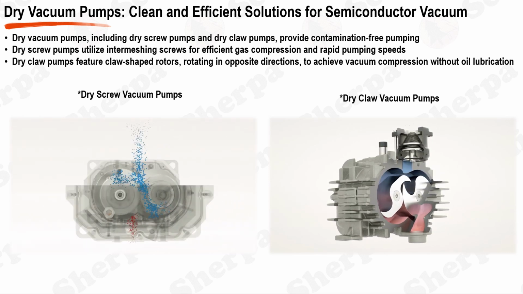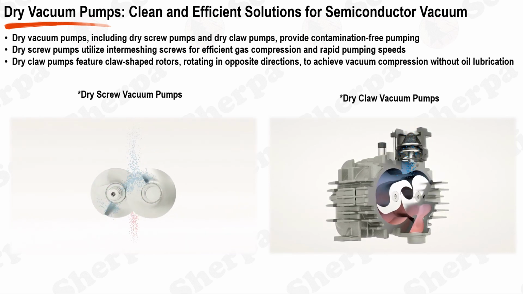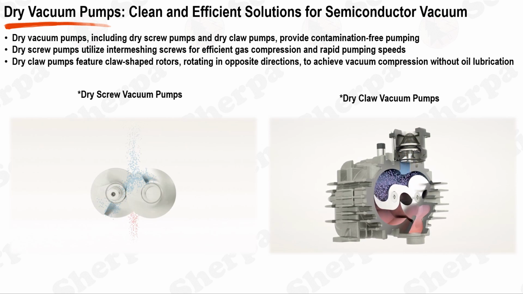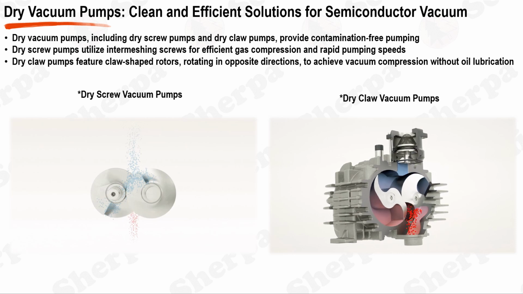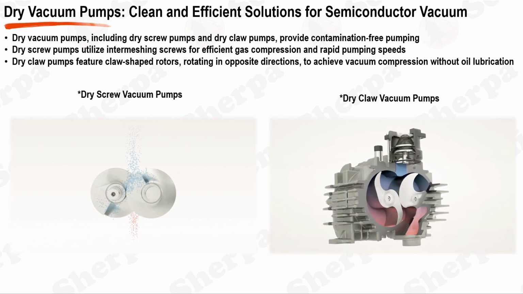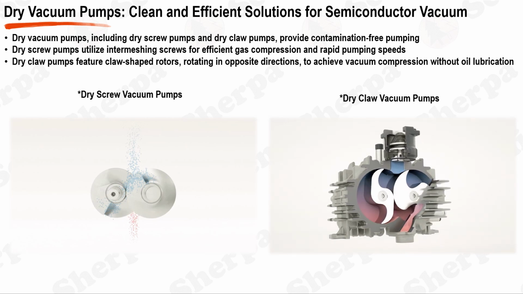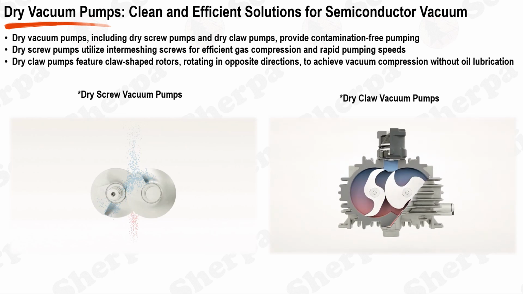Dry claw pumps are another type of dry vacuum pump commonly employed in semiconductor processes. They feature two claw-shaped rotors that rotate in opposite directions, creating compression and generating vacuum. With their oil-free operation, dry claw pumps offer reliable and efficient pumping while maintaining a contaminant-free vacuum environment. Dry vacuum pumps, such as dry screw pumps and dry claw pumps, play a critical role in semiconductor vacuum processes by ensuring clean and efficient pumping, thereby enabling the production of high-quality semiconductor devices.